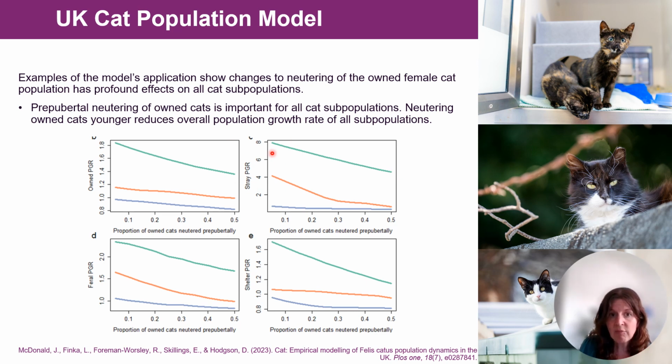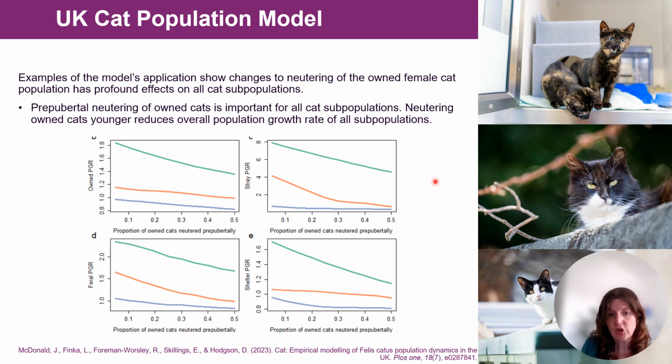So if only 5% of owned cats are neutered before 6 months and we have low neutering prevalence, we have an 8-fold increase in the population size for stray cats. However, if we have the same neutering prevalence, but we increase this to 50%, we only have a 5-fold increase in the stray population. So if we don't have the resources to increase neutering prevalence, it could still help to shift the ages of cats neutered to be younger. It's not just about neutering more, it's about neutering at the right time.